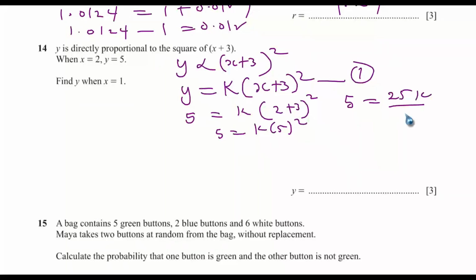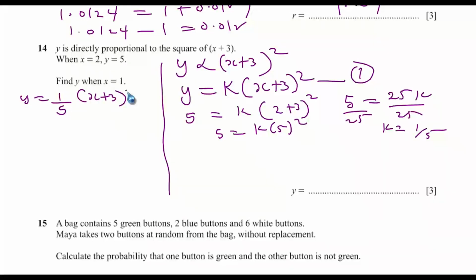So if you divide both sides by 25, then you have the value of k to be equal to 1 out of 5. Then we can now substitute the value of k into equation 1. So that means we're going to have y is equal to 1 over 5 into (x + 3), everything squared. Now we can easily find the value of y when x equals 1. So that means y is equal to 1 out of 5 into (1 + 3), everything squared.